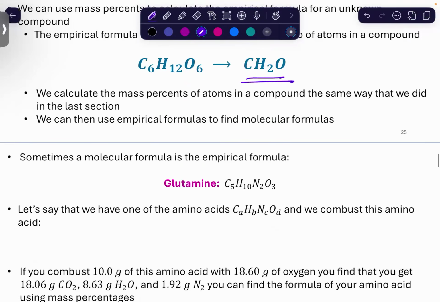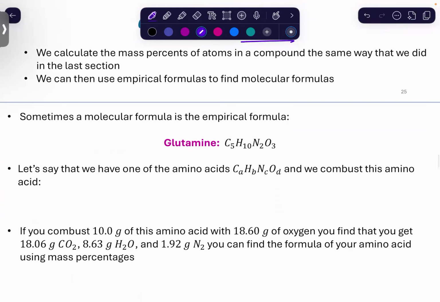You have to be careful because sometimes the molecular formula is the empirical formula. If you look at the amino acid glutamine, you have C5H10N2O3. 5, 10, 2, and 3 are not really going to have a common multiple. You're not going to be able to divide through and get whole numbers. So C5H10N2O3 is both the molecular and the empirical formula. That'll happen sometimes.